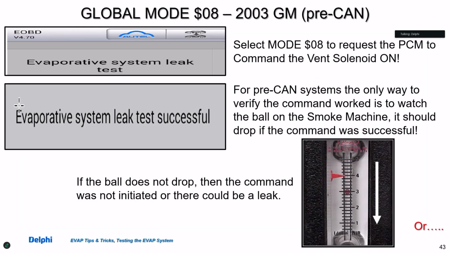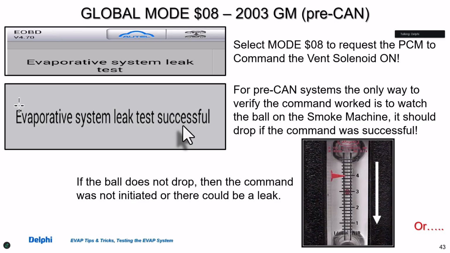Okay, so when you do mode 8, here's the thing. It says evaporative system leak test. It says system test successful. I've got to emphasize this: it is not necessarily successful that it sealed the system. What it's telling you is it grounded the solenoid. The solenoid should be grounded so you can do your smoke test.